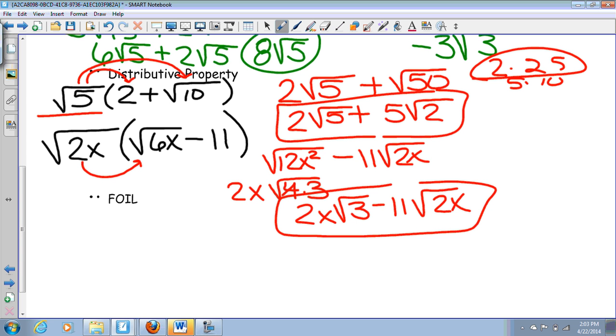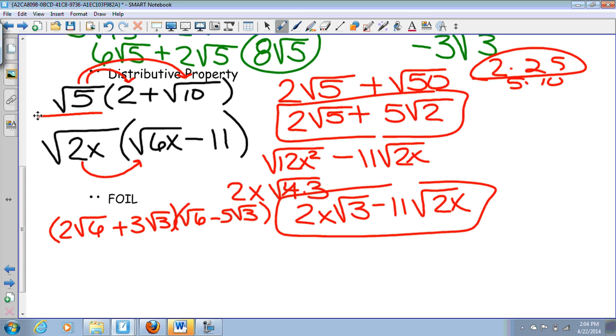Okay, lastly, let's look at foiling. Just like when we foiled polynomials, okay, we're going to have the binomial 2 times the square root of 6 plus 3 times the square root of 3. And our other binomial is going to be the square root of 6 minus 5 times the square root of 3. Okay, I'm going to do this one with a lot of steps first.